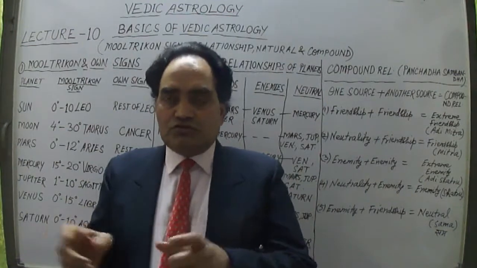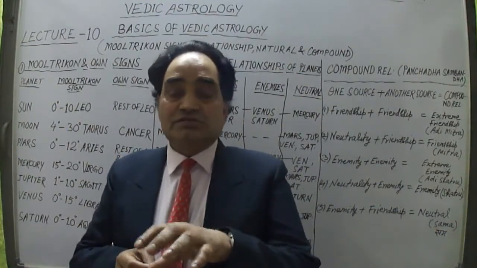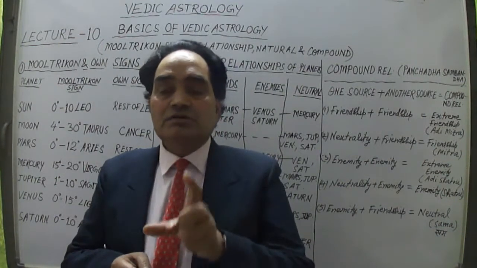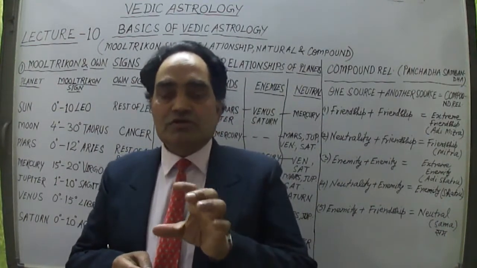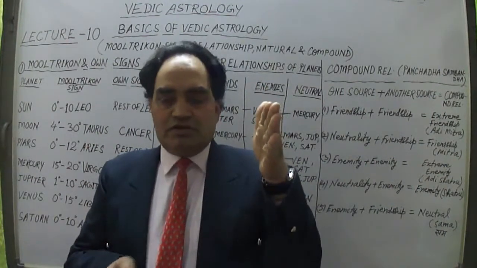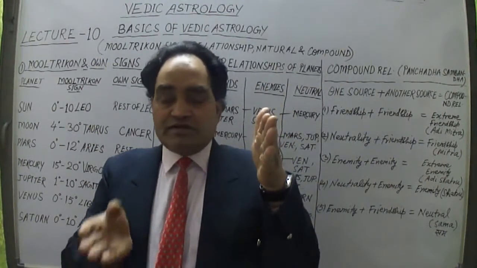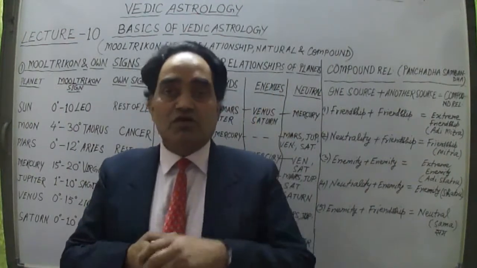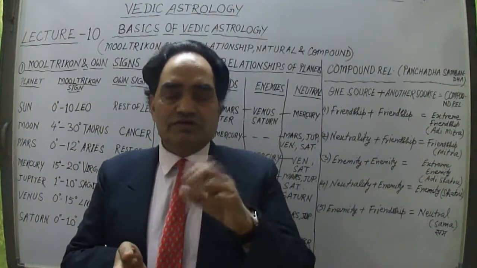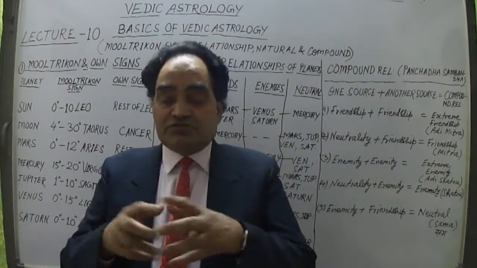That's known as Mooltrikon sign. And when a planet is placed in its Mooltrikon sign, then that planet will give very good results, better results. At a deep degree, it is exalted. Suppose the planet is at a deep exaltation degree, then the best result is given by that planet in that sign.